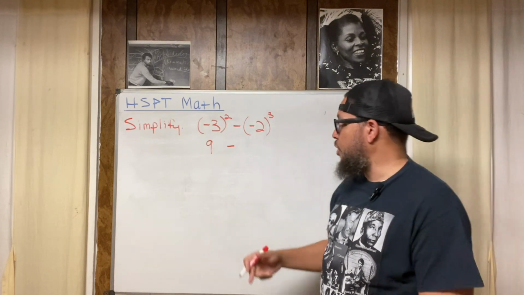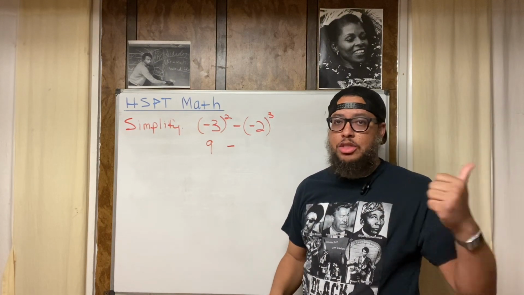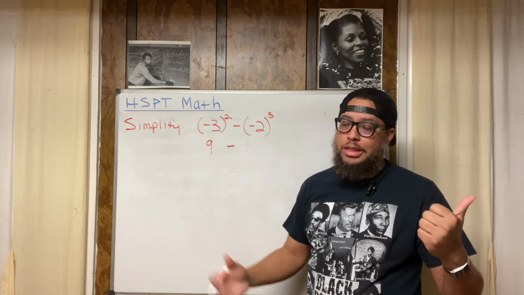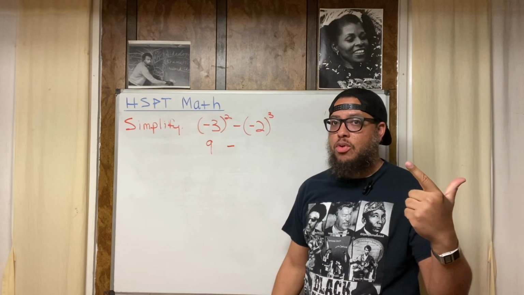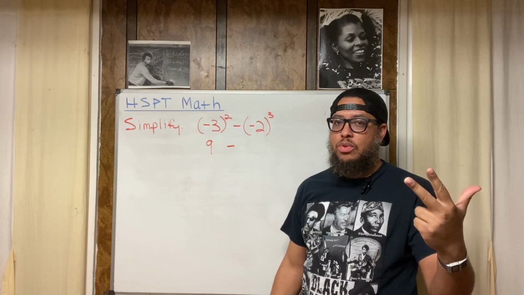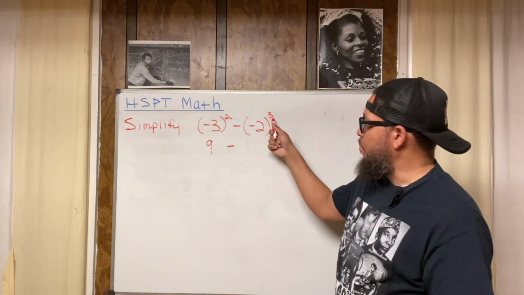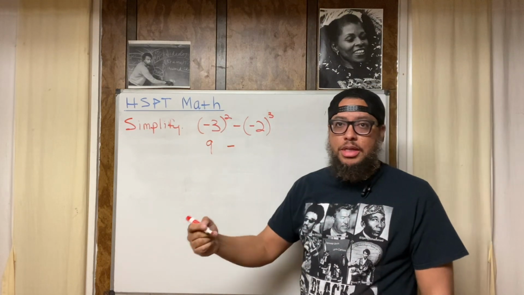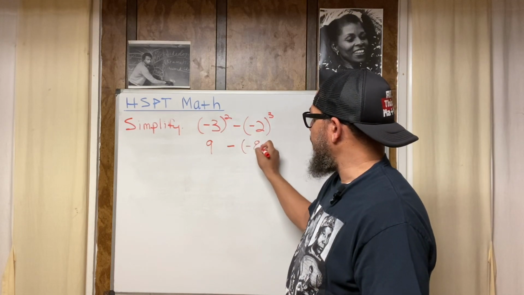All right, so -2 to the third power. What does that mean? I still count with my fingers, especially when I'm dealing with exponents. Well, really only when I'm dealing with exponents. -2 times -2 is +4. +4 times -2 is -8. So -2 to the third power, or -2 cubed, equals -8. So I got 9 minus, and then I got -8.